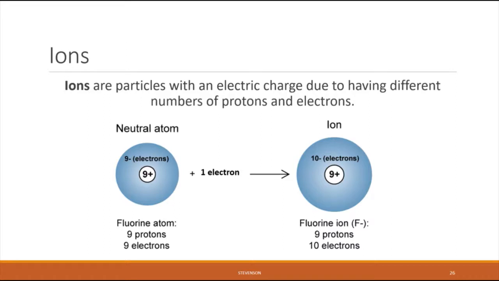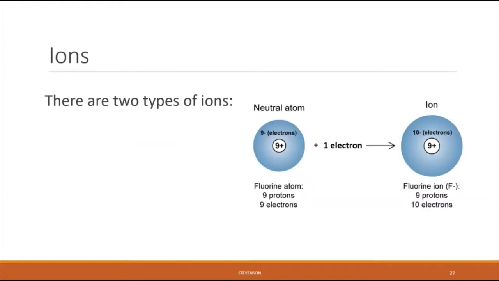So this fluorine ion now is no longer neutral. The overall charge is no longer 0. Instead, the overall electrical charge is -1. It is a negatively charged particle. Now, this was achieved by the fluorine atom gaining an electron. But atoms can also lose electrons. And so, therefore, there are 2 different ways to become an ion.